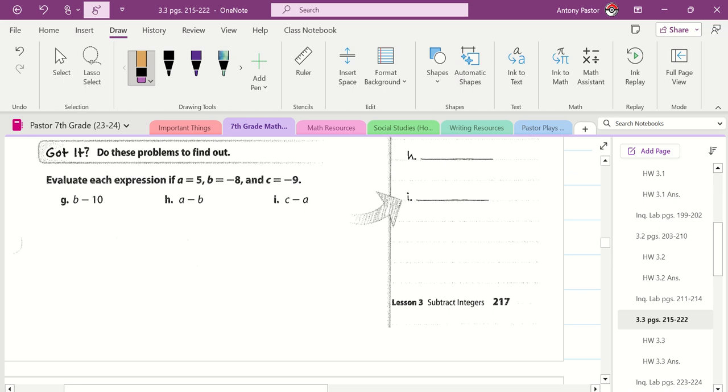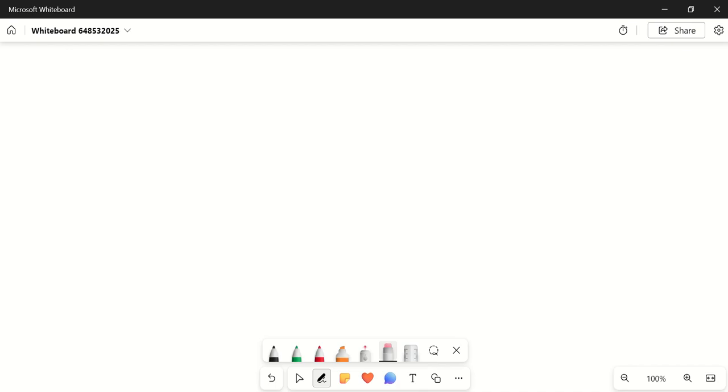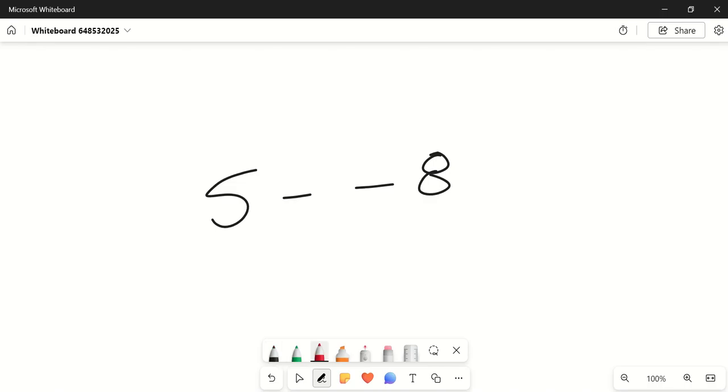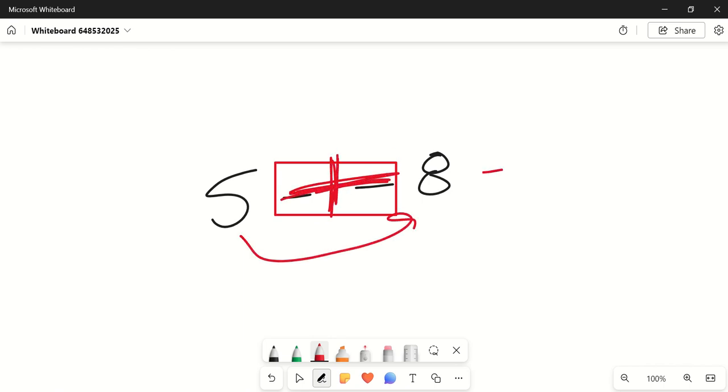For h, a minus b, a equals 5, and b equals negative 8. So 5 minus negative 8. Again, when we subtract a negative, they converge into addition. This will become 5 plus 8, which will equal 13.